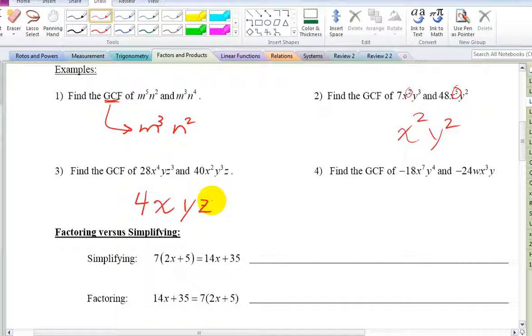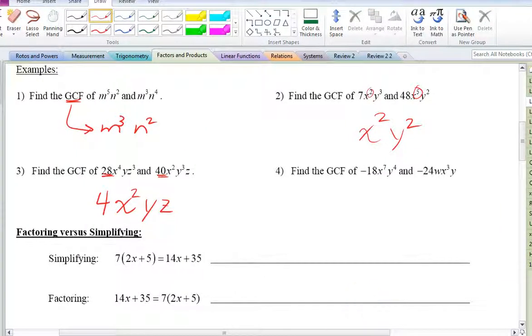So 4 is your GCF, but then the letters: x^2, y, z. Okay, so those are the lowest exponents on the letters. And looking at the 28 and the 40, the lowest GCF would be 4. Sorry, highest GCF would be 4. Okay. All right, try the next one, number 4. Go. Looking at the numbers and letters.